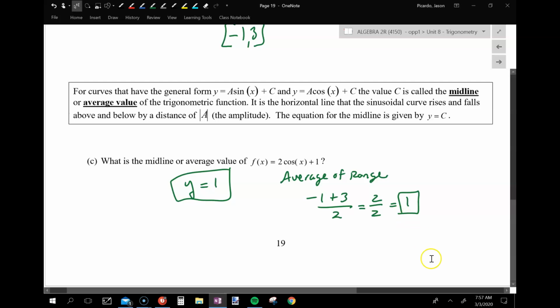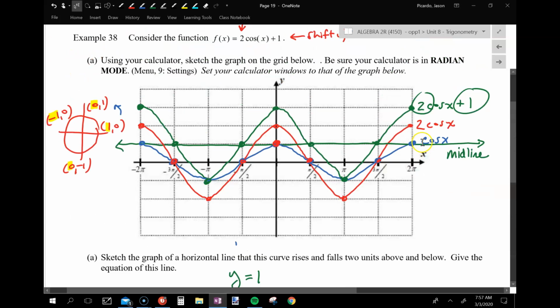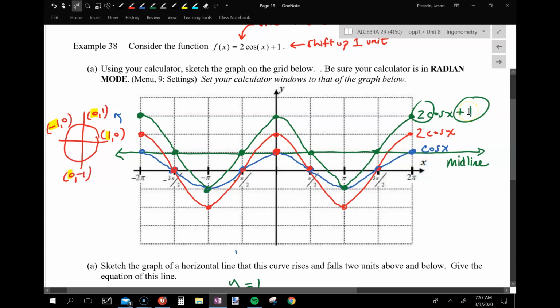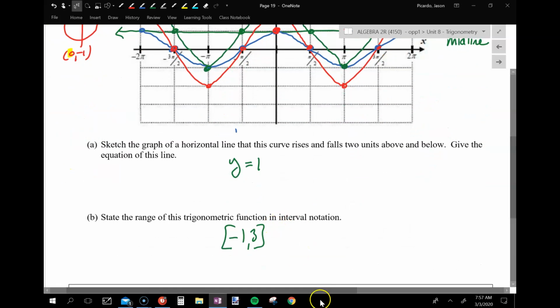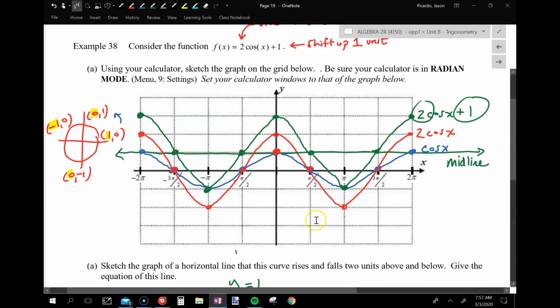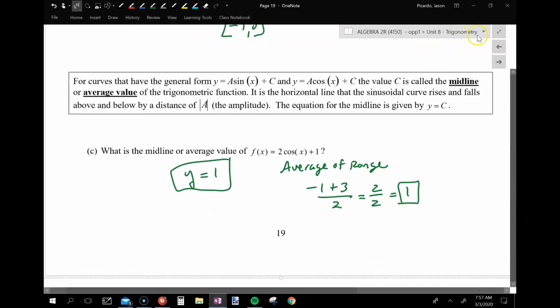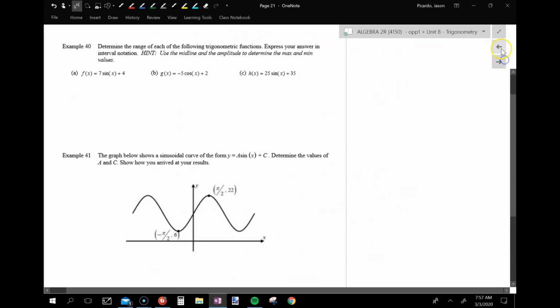Are we good? All right. One more thing. We all agree that the midline is going to be the number at the end also, right? So the midline is the number at the end. It's where I cut the graph in half. It's the average of the range. Okay, so we have a lot of different ways to find that.